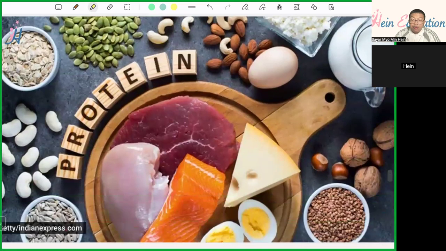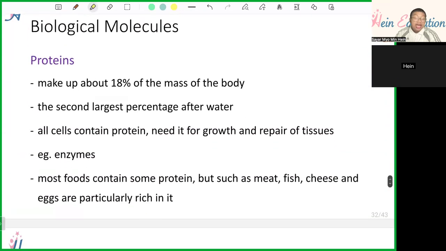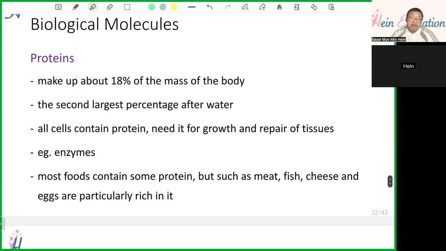And moving on to our third biological molecule, which is protein, right? Protein, as we all know, we get from meat. So chicken, pork, fish, those are the sources of protein that we consume every day. Protein makes up about 18% of the mass of the body, and it is the second largest percentage after water. And all cells contain proteins for growth and repair of tissue. Okay, so proteins are needed for growth and repair of tissue.